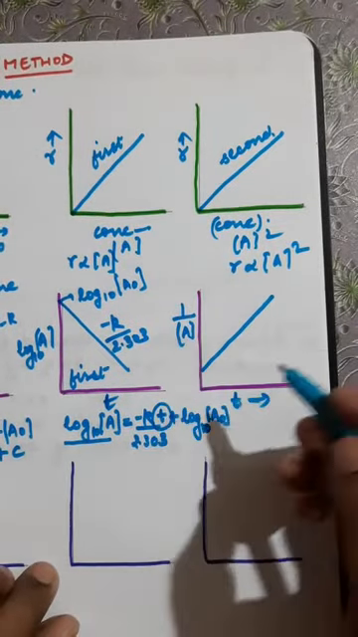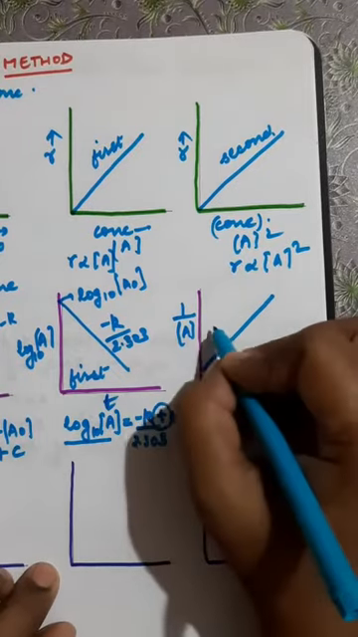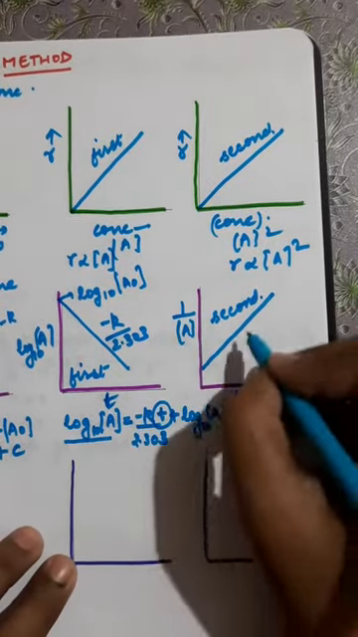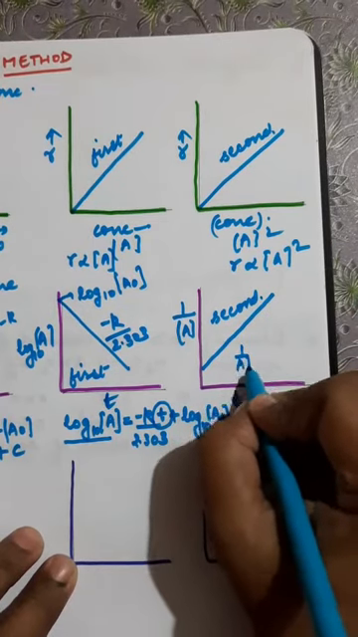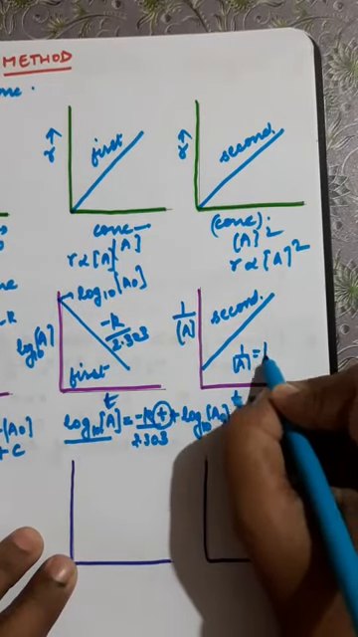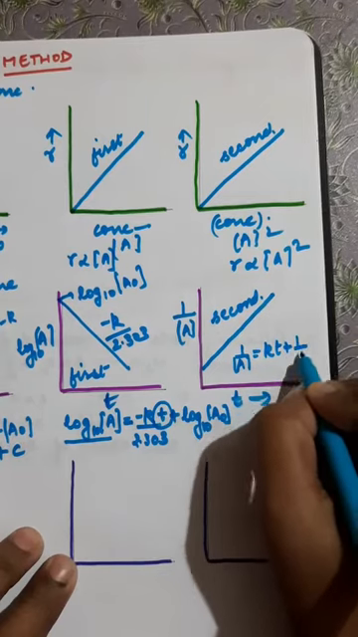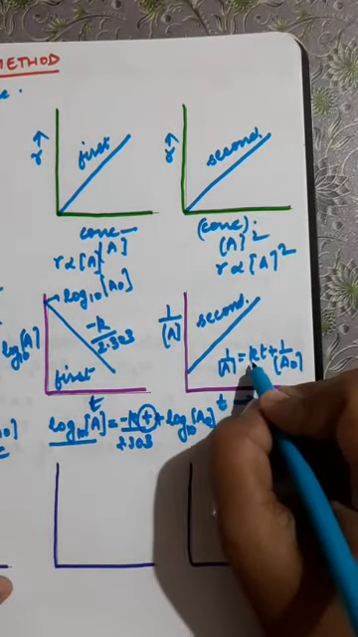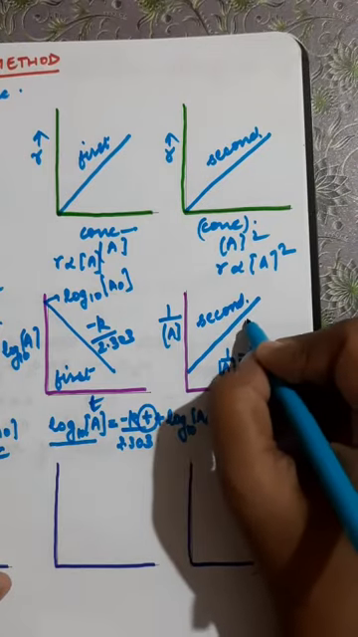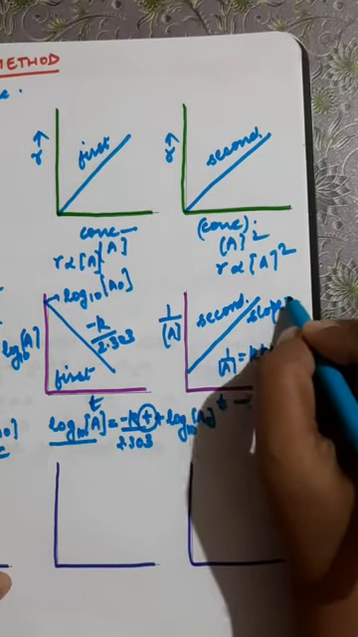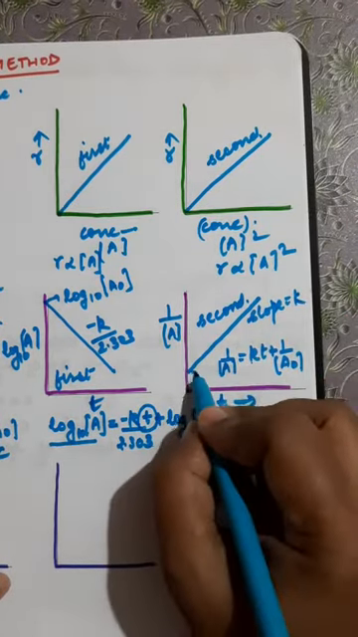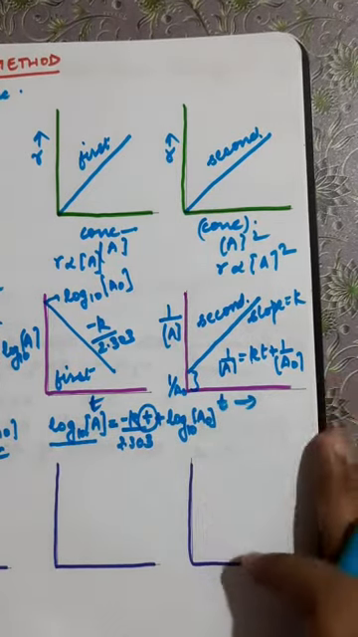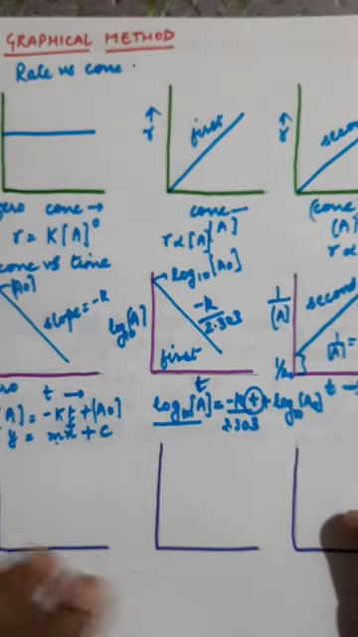The inverse of concentration versus time is a graph for a second order reaction. And the equation is 1 upon A is equal to kt plus 1 upon A naught. So a positive slope is there. k does not have a negative sign. Positive slope. Slope is equal to k here. And intercept is equal to 1 upon A naught. So by looking, for all these three, the graph is different.